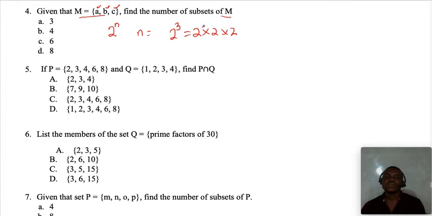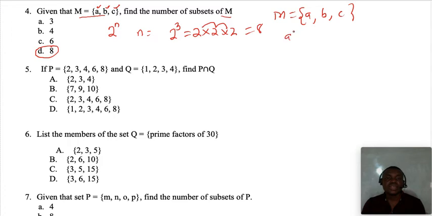So 2 times 2 is 4, times 2 is 8, and our answer is 8. Let's demonstrate this. We have set M equal to {A, B, C}. So in case of section B, when it comes for you to find subsets, this is what you do. We are forming sets from this 3-member set.